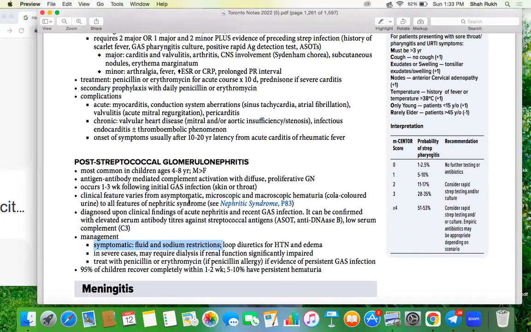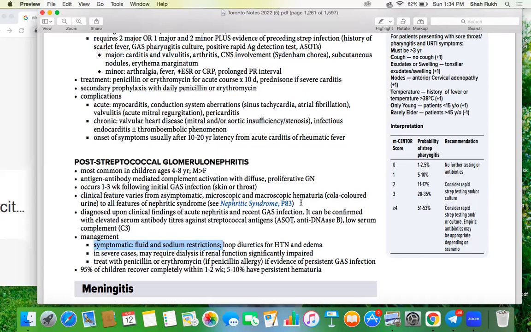You are not going to put the patient on penicillin. You can, but at the same time, the first treatment would be fluid and sodium restriction. So the diagnosis is changed, the treatment is changed. Then loop diuretic for the hypertension and the edema. First thing first, if they're asking for the initial step, then fluid and sodium restriction. And if they ask what medication you are going to add, it would be a loop diuretic if they're giving you a presentation of hypertension. In severe cases, you are going to do dialysis and treat with penicillin and erythromycin.